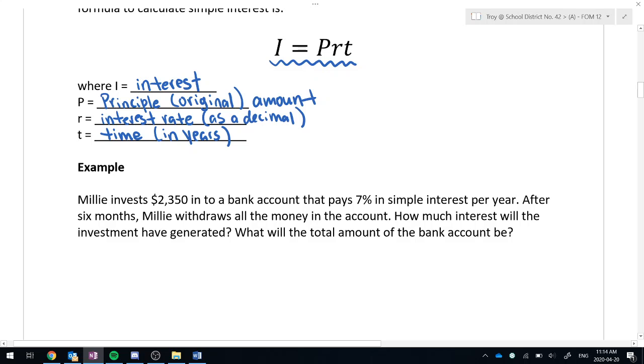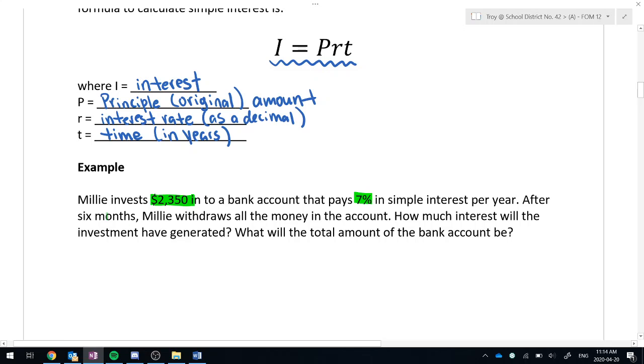Millie invests $2,350 into a bank account, and that pays her 7% interest. So I'm just going to highlight some very important things. The money she put in, the interest rate, it's simple interest per year. Again, we're going to learn about compound, so you'll have to pay attention to details like that when you're doing the question, but for now we're just dealing with simple.